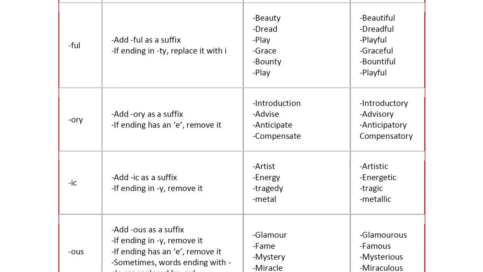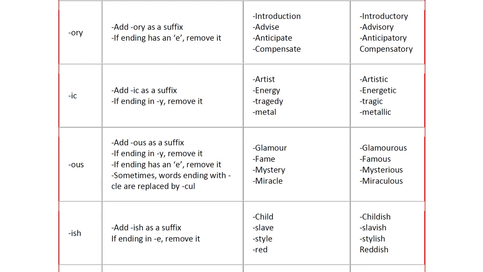Now play. Play also ends with y but not ty. You just add ful.